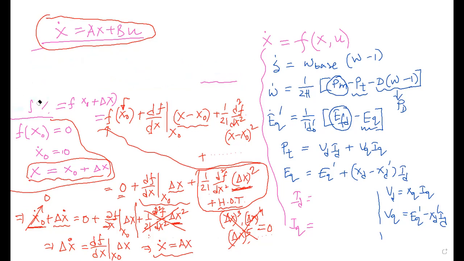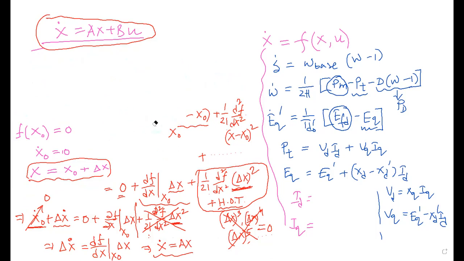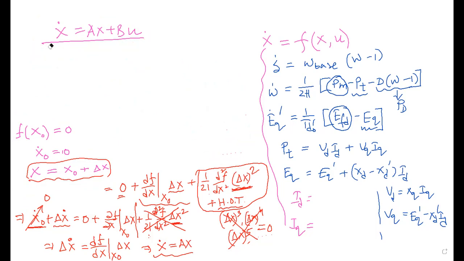Sir, I have a question about the operating point. How are we choosing the operating point very close to x naught? No, we are not choosing the operating point very close to x naught. X naught is our operating point actually. It is very easy to find x naught. Why? Because the function of x naught would give me a 0, as we have shown here.